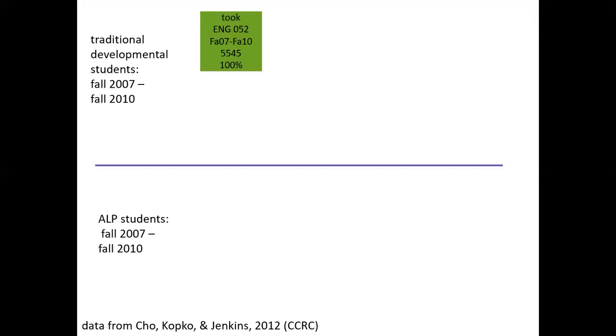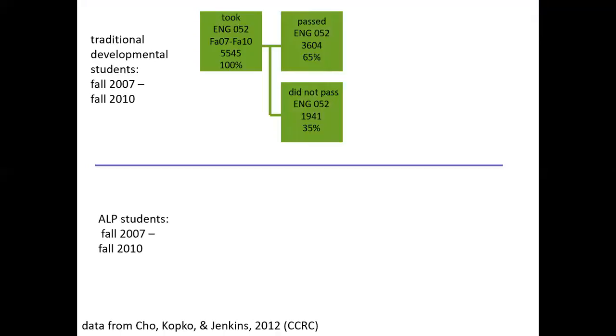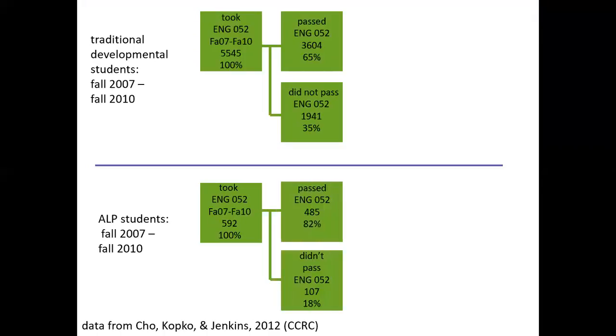So over 5,000 students started in the traditional English 052. 65% of them passed. This study, by the way, was done from 2007 to 2010, and that's a little better than the 57% we saw back in 1993. And then for the ALP students, there was a much smaller group. We were just running a pilot, and there were 592 of them, of whom 82% passed, 18% didn't. So we were happy with that. Our pass rate for the ALP course was an impressive improvement over the traditional course.